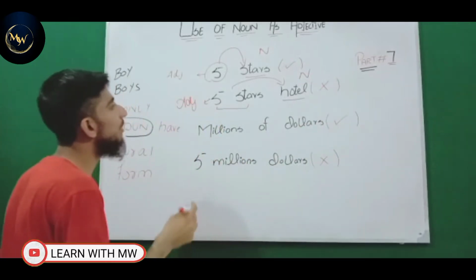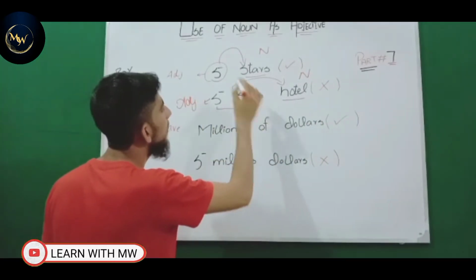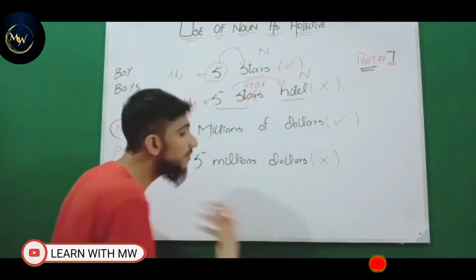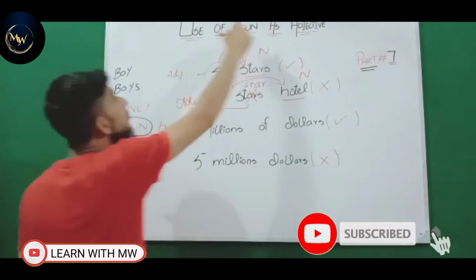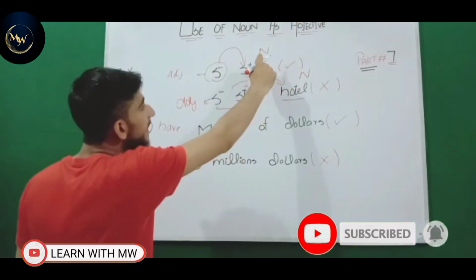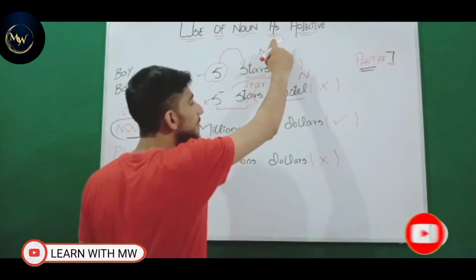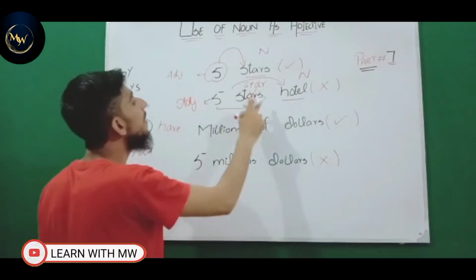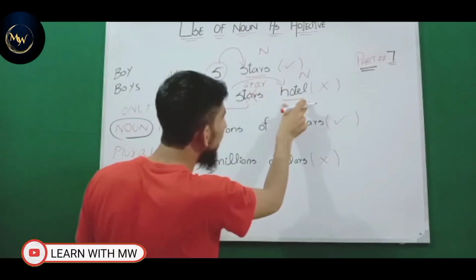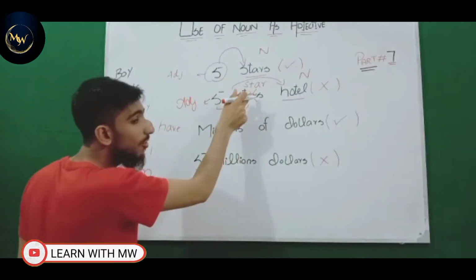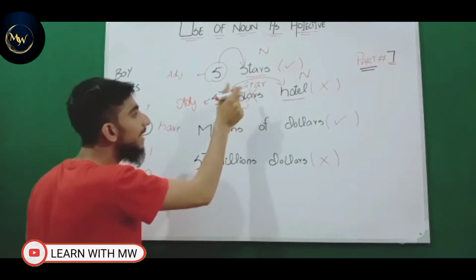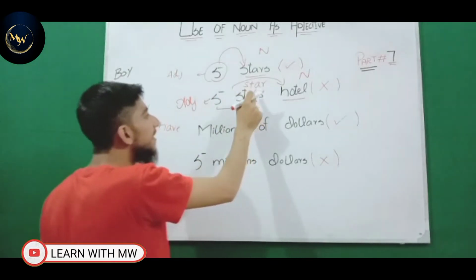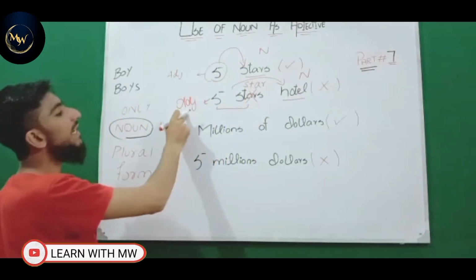The correct sentence will be like this: five-star hotel, because we have learned the concept that use of noun is adjective. In this sentence, stars is behaving as a noun because it's just a simple name. But in this sentence, five stars is adding meaning to the noun hotel. That's why stars is basically a noun, but in this sentence, stars is behaving as an adjective.